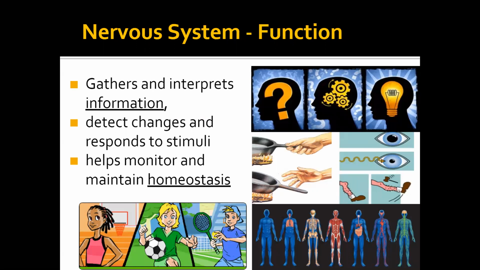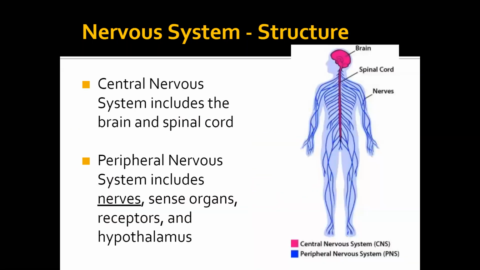Your nervous system is our next system. It is going to gather and interpret information, detect changes in your body's chemical makeup, and it's going to respond to stimuli. And in so doing, it's going to help monitor and maintain homeostatic balance within your body. So think about your nervous system as your control center. It controls every other part of your body, either conscious to you or subconsciously.